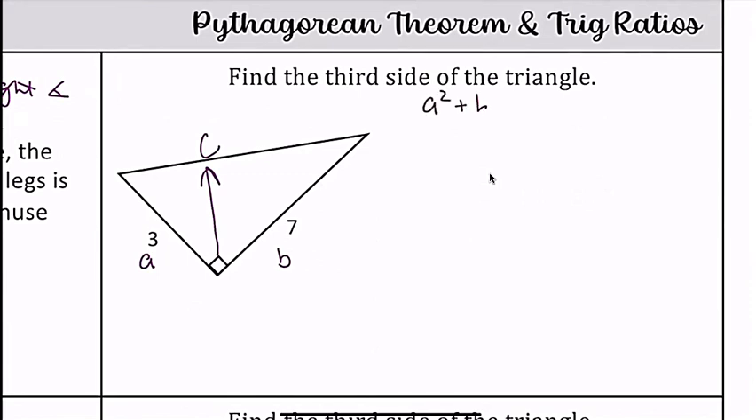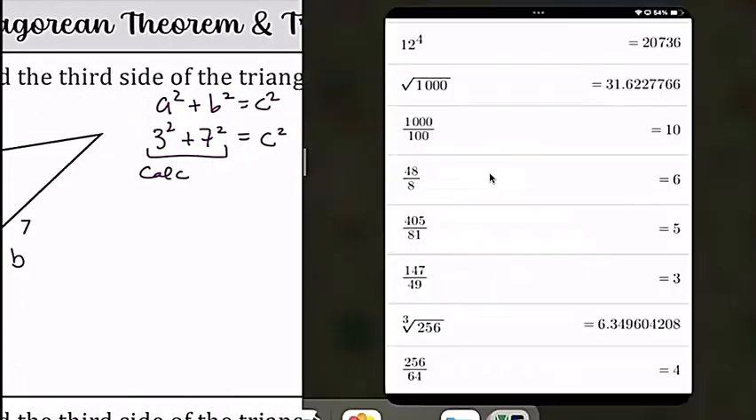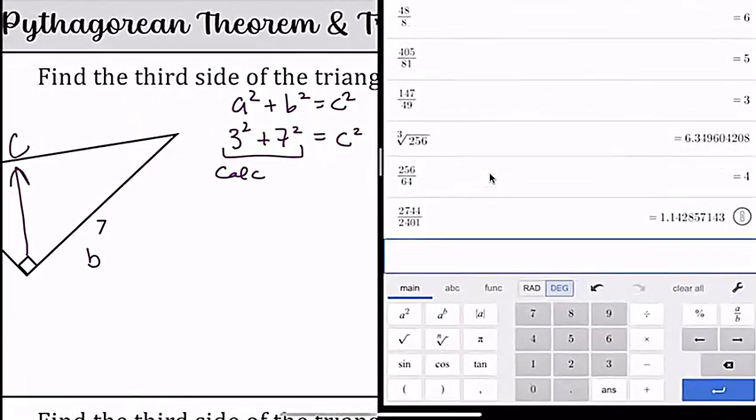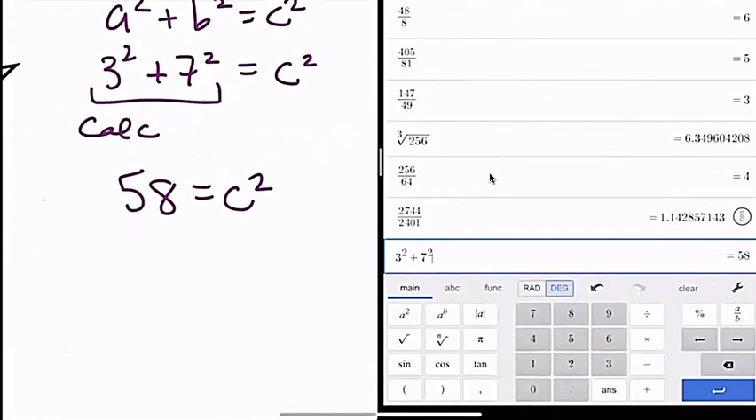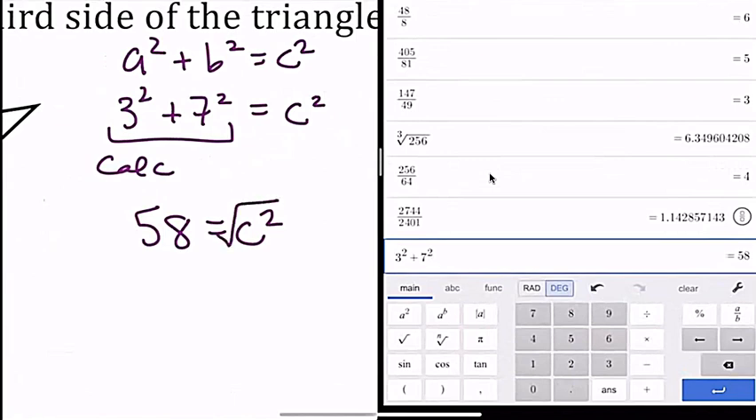And to find C, I'm just going to plug it into the Pythagorean theorem. So I have A and B, 3 and 7. So I have 3 squared plus 7 squared equals C squared. And what I would do is just type this part into the calculator. Go ahead and do that. Here we go. Well, here's our calculator. Let me zoom out there. 3 squared plus 7 squared, and that is 58. There we go. And then I want to get C by itself right now. It's being squared. The undo of that is to take the square root. And I would get C equals the square root of 58.